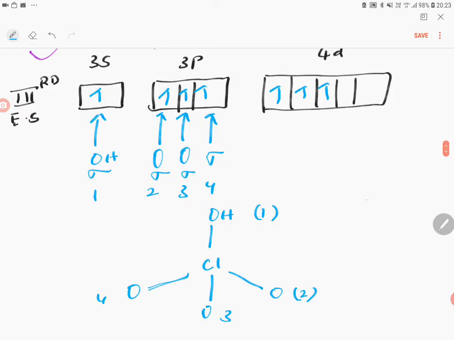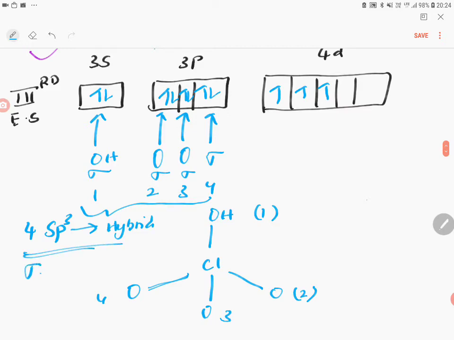So therefore, electron donated by OH forms a covalent bond like this. Therefore, sp3 hybridization, 4 sp3 hybrid orbitals accounted for sigma bonds. Next, we have to account for pi bonds. So this is the first pi bond, second pi bond, third pi bond.